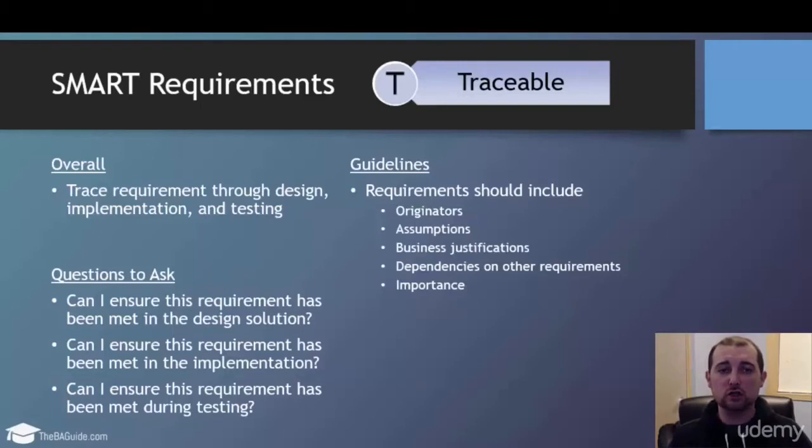But it's very important that regardless of your organization, you at least allow the requirement to be traceable in case it's needed. Even if your organization doesn't trace, you want to be able to write the requirement in a way that it can be traceable all the way through.